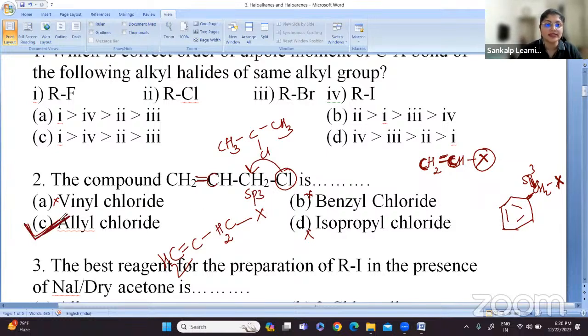So remember these definitions. Don't get confused between allylic halides, vinylic halides, and benzyl halides. These are the important definitions which you have to keep in mind. Is it clear? Shall we move further? Any doubts? If you have any doubts, please ask in the chat box.